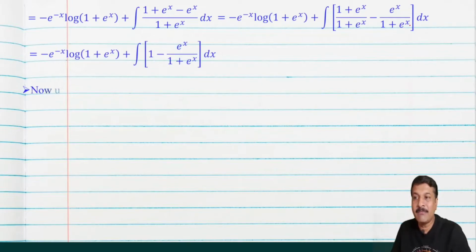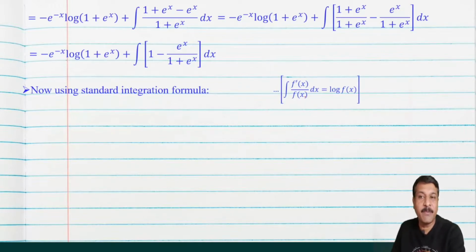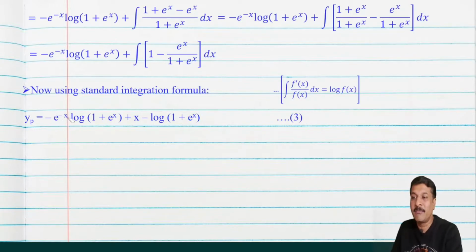So here the same thing I can write like this, and now again the integration, the same formula which we already used here: integration of f dash of x upon f of x dx equals log of f of x, because the derivative of this is present here, and that is why I am getting. And what is the integration of 1? It is just x. So I am getting the final answer is minus e raised to minus x log of 1 plus e raised to x plus, what is the integration of 1? It is x, and it is a log of denominator, meaning 1 plus e raised to x. So this is your yp, meaning particular integral, and we have now yc and yp.